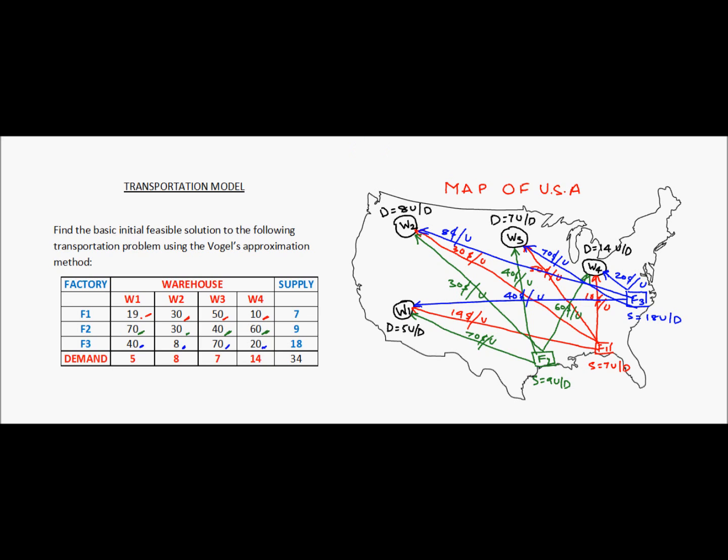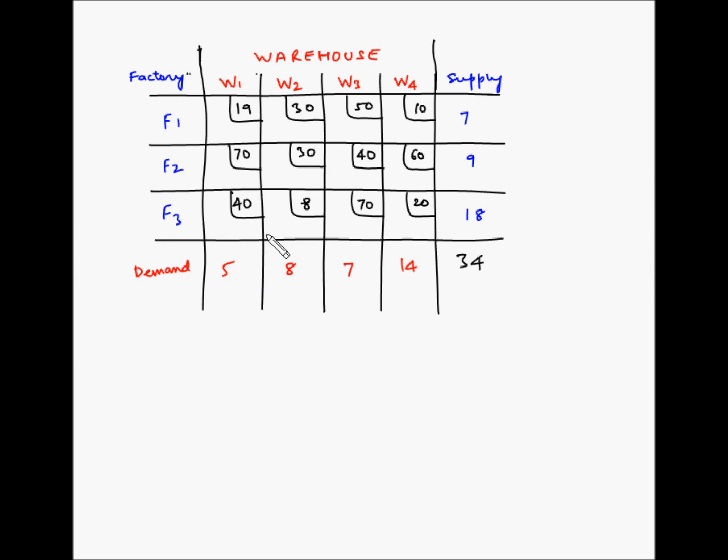So with this data provided to us, let's use the Vogel's approximation method to find out the basic initial feasible solution. Now again, this is not the optimal solution, but the basic initial feasible solution using the Vogel's approximation method. So this is the transportation table that has been given to us in this example.